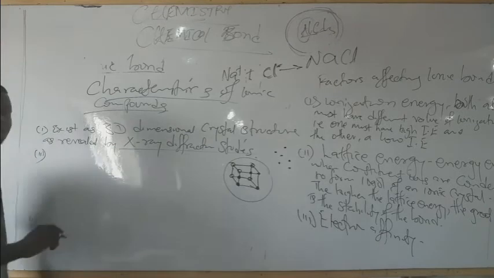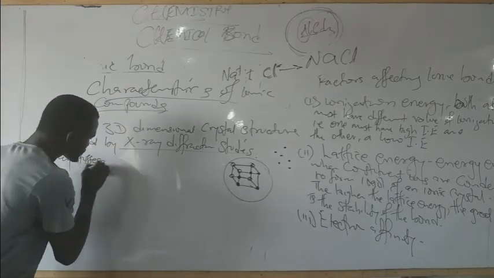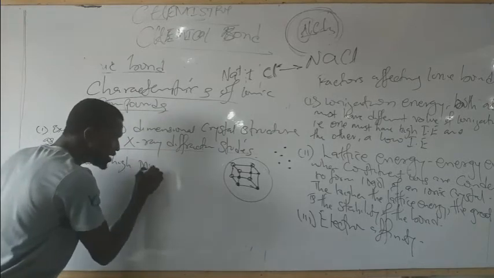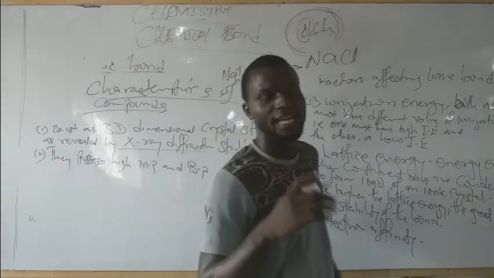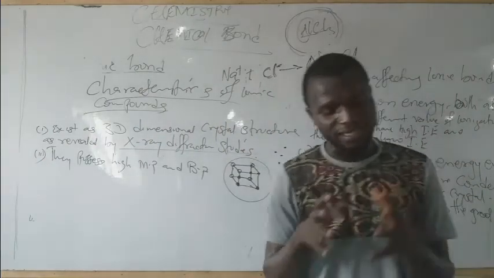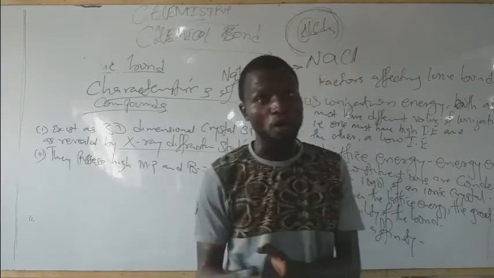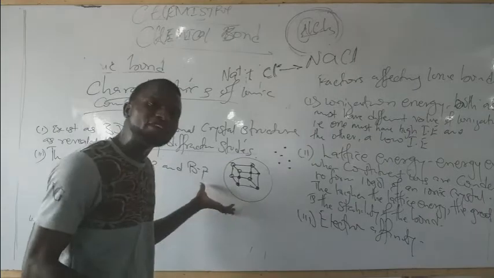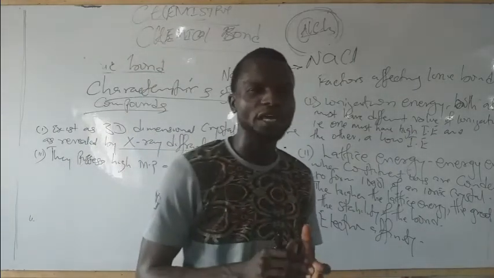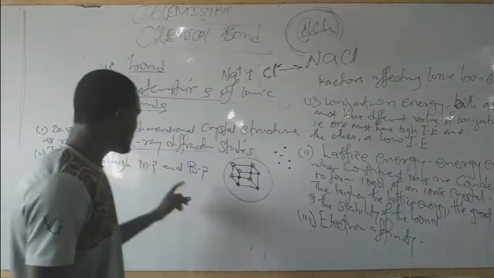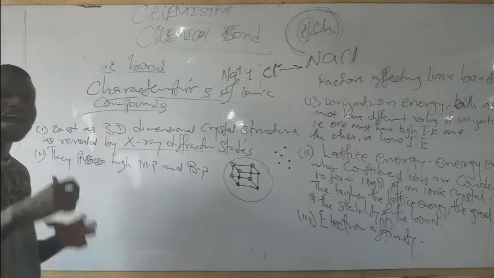Then number two is that they possess high melting point and boiling point due to their high lattice energy. Recall I told you that one of the factors that determine ionic bonding is lattice energy, which means the higher the lattice energy, the greater is the stability of the bond. So which implies that an ionic compound having a high lattice energy will definitely have a high melting point and a high boiling point. In that event, all ionic compounds have high melting and boiling points because of their high lattice energy.